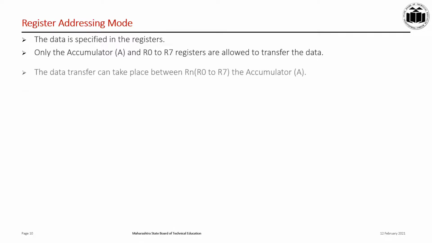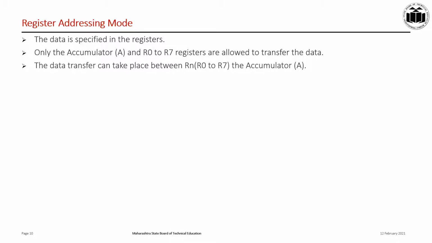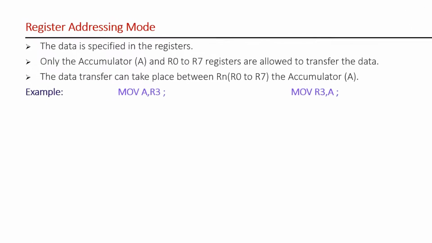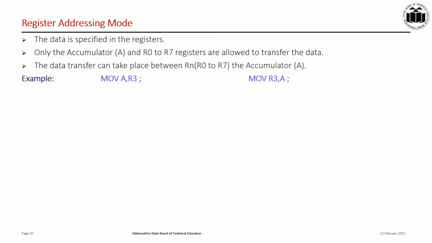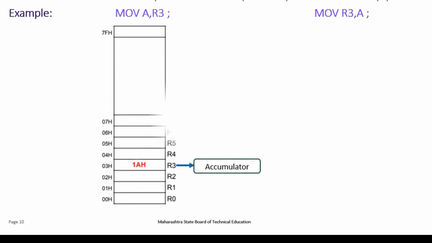The data transfer can take place between Rn registers and accumulator only and cannot be done between Rn registers. For example, MOV A, R3. Here, the destination is the accumulator and the source is register R3. After the execution of this instruction, the contents of register R3 are copied to the accumulator.